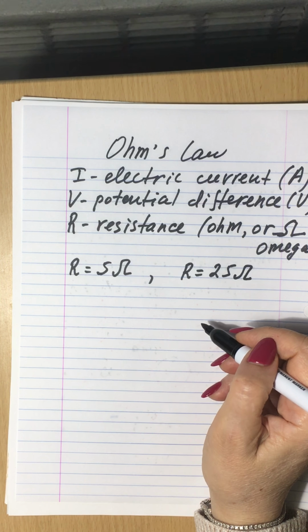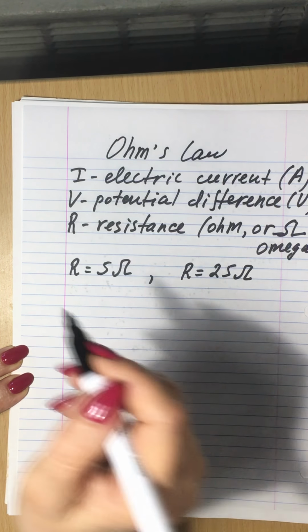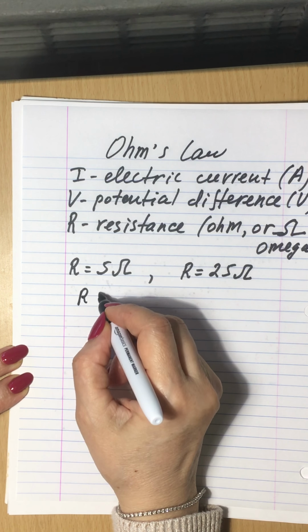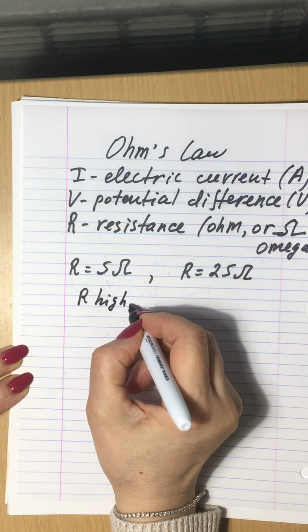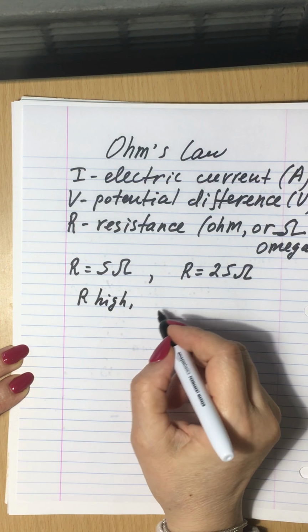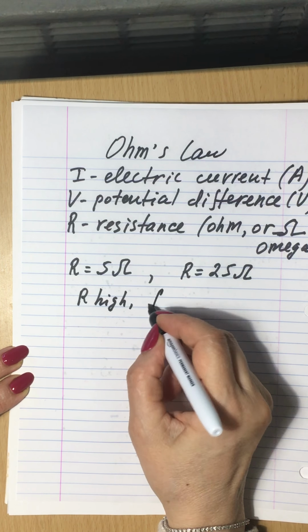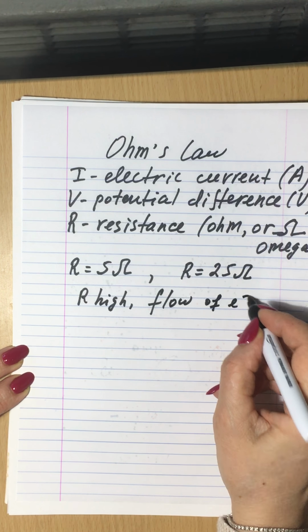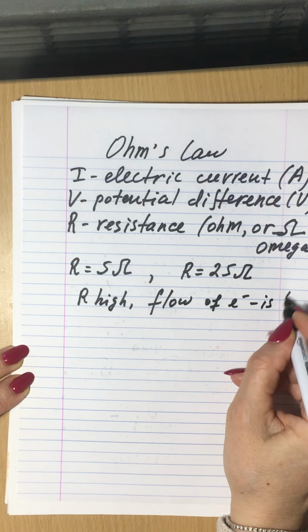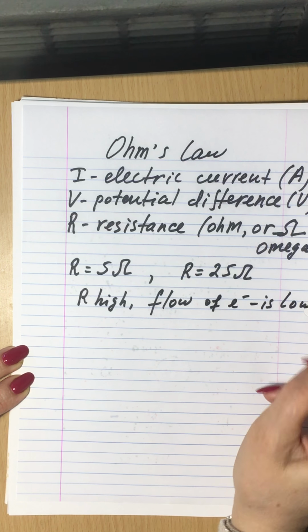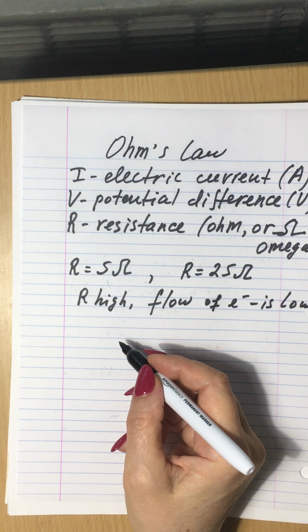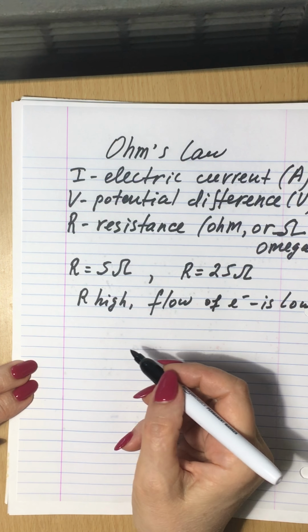Okay, so if resistance is high, when resistance is high, the flow of electrons is low. Okay, so that relationship among these three quantities was discovered by Ohm experimentally.